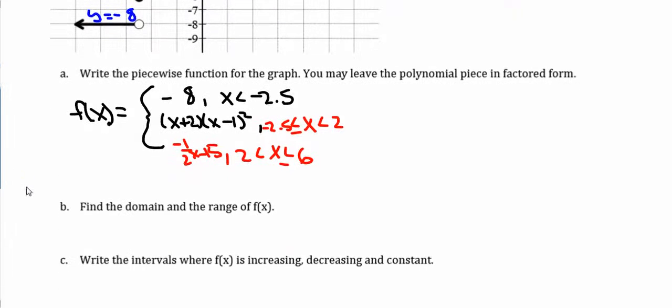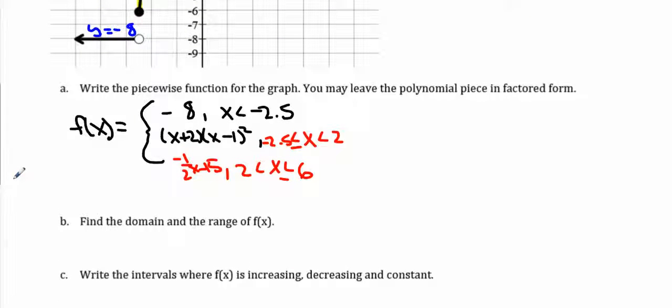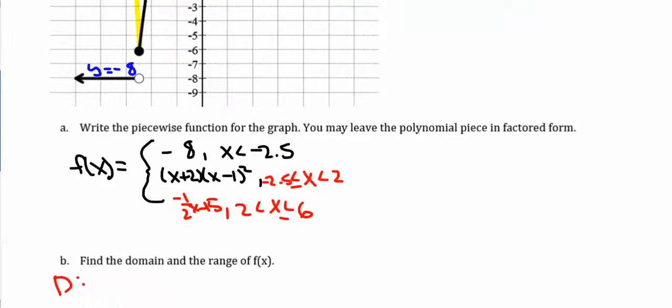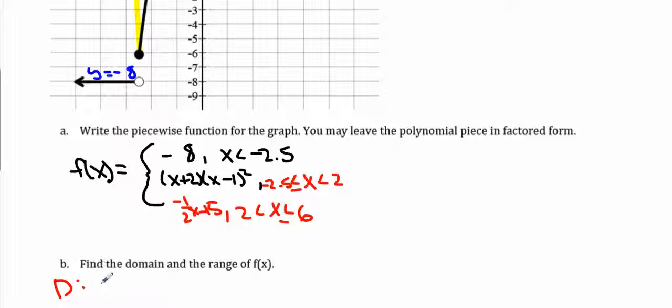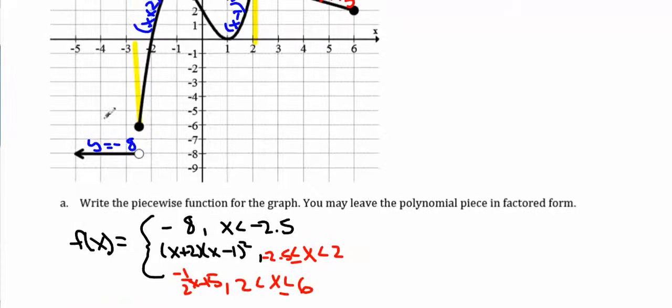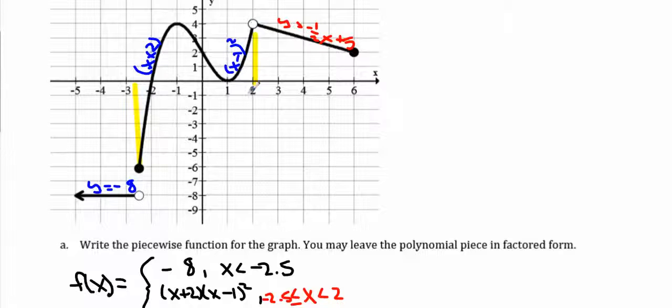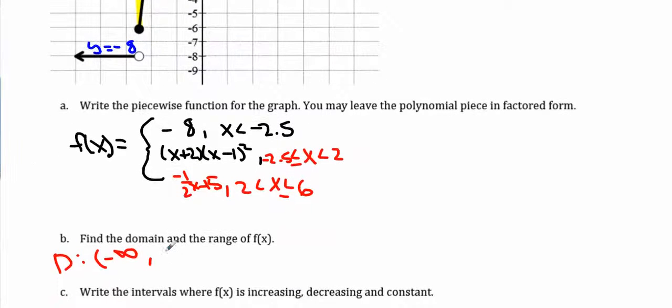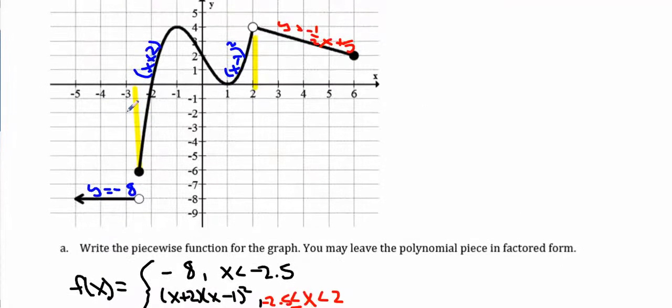Now we're going to state the domain and the range of the function. If we look at our function, for domain, let's start going left to right. It starts from negative infinity. Where does it go to? It's defined at negative 2.5, but is not defined at 2. So negative infinity to 2, union 2 to 6.